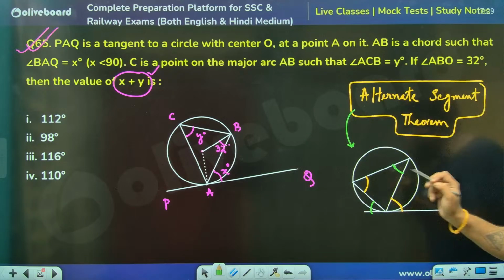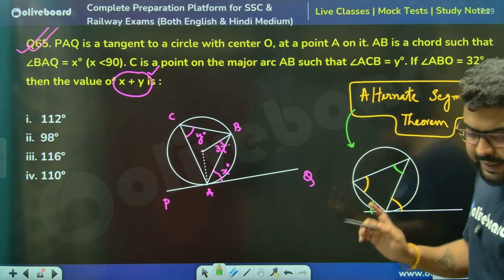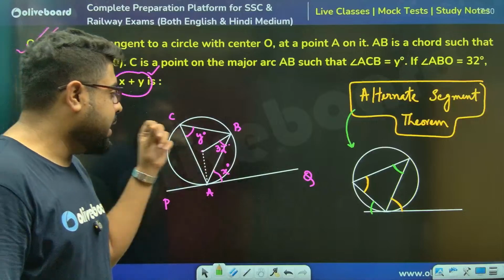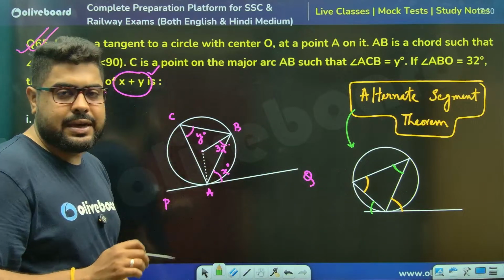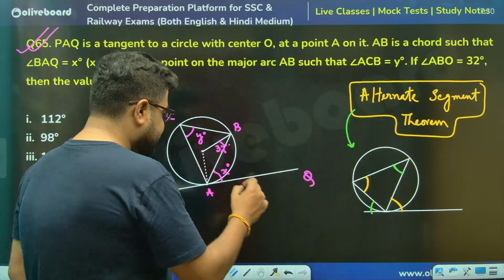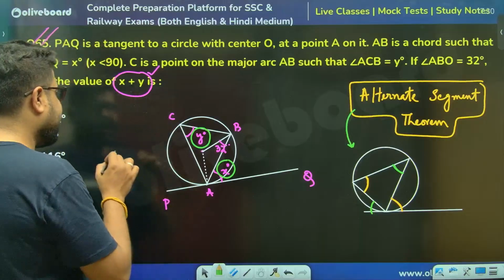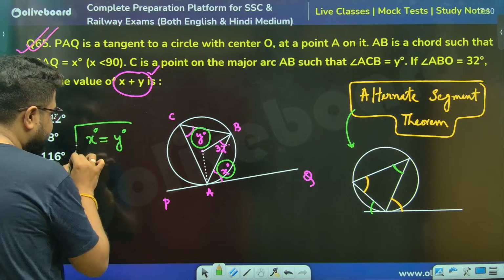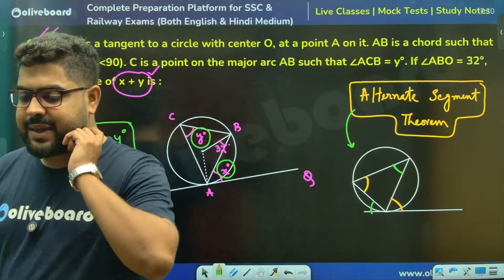You see, I have used two color codings. This angle is equal to this angle. It helps you a lot to understand. Whenever you see a diagram that resembles this one, the first conclusion is that this x degree is equal to this y degree. Can I write x degrees equals y degrees, because of the alternate segment theorem?